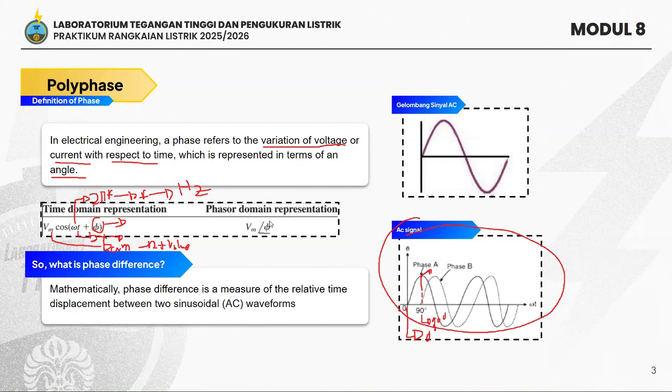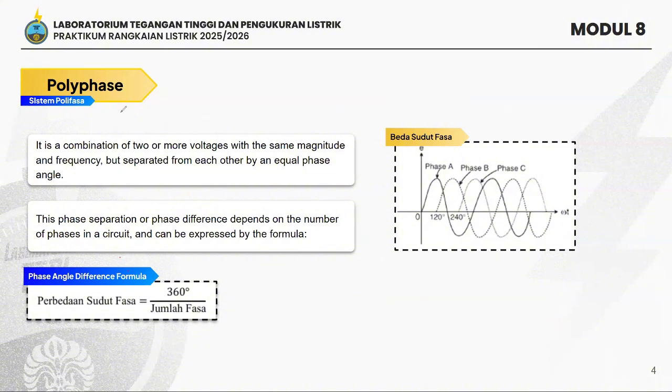So what is phase difference? Mathematically, phase difference is a measure of the relative time displacement between two sinusoidal AC waveforms. After we know the phase, we can describe a polyphase. Polyphase is a combination of two or more voltages with the same magnitude and frequency but separated from each other by an equal phase angle.